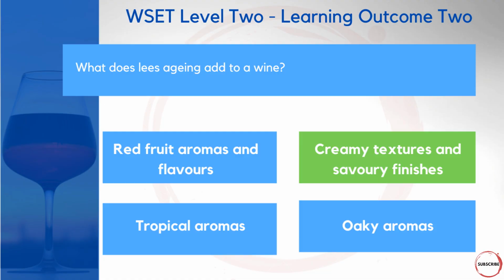The process of lees aging is to leave the dead yeast cells that have been used to ferment the wine from sugars into alcohols in the wine. You might stir them, you might leave them sat on the top of the juice. But they're there for a specific reason, and lots of winemakers use this particular process to create creamier textures and savoury finishes on the wines that they're creating.